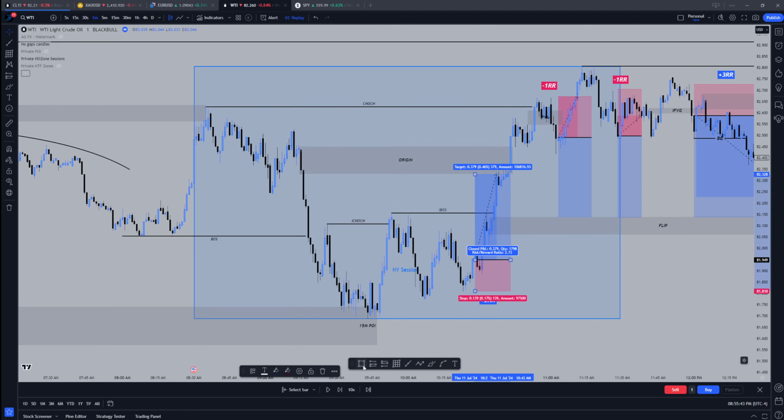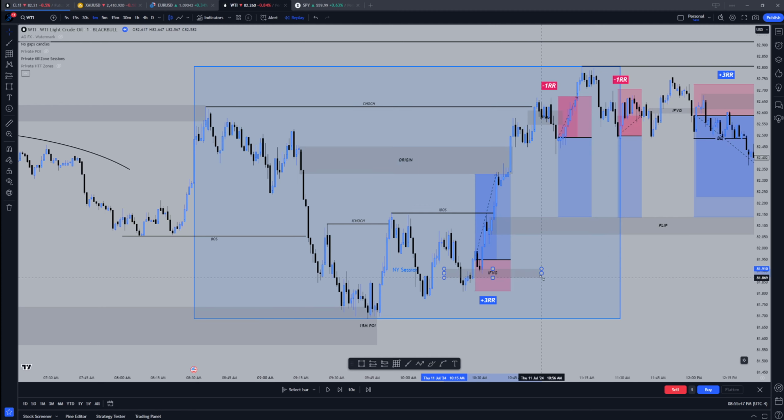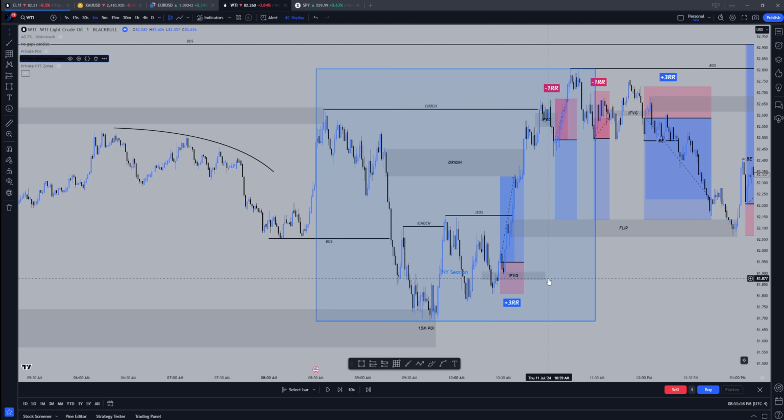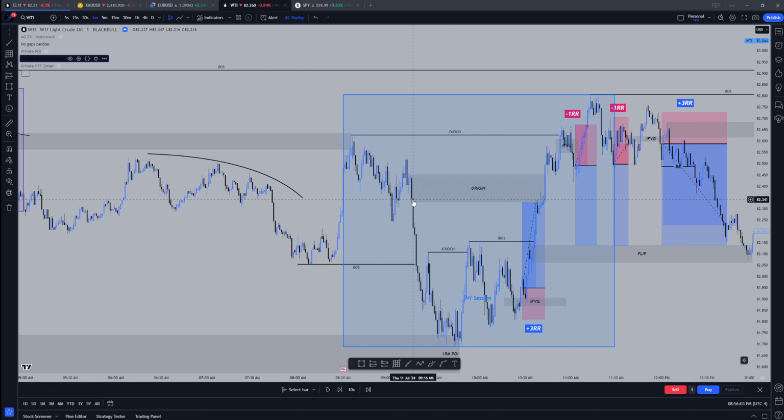I took this trade here off an inverse fair value gap model. Stop loss could have been here, plus OB, but I didn't see much difference in my RR. I was just like, screw it, left it there. And then targeted this origin. Okay. You could have targeted this origin, could have targeted this origin.